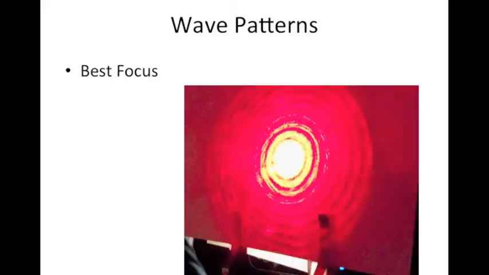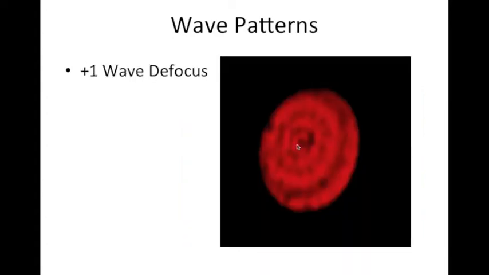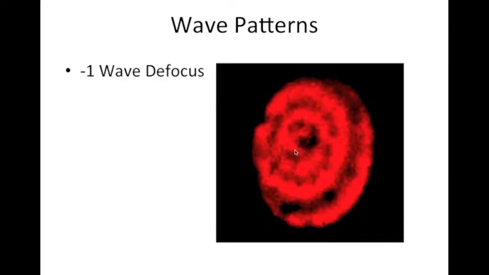Here's the Fresnel diffraction pattern at best focus with our test lens. Notice the bright spot in the center, and here's one wave of defocus. There's a dark spot in the center, and minus one wave of defocus. Another dark spot in the center. This is before best focus.